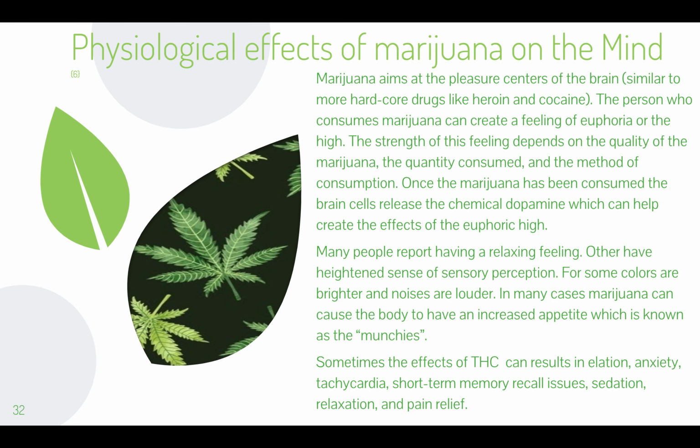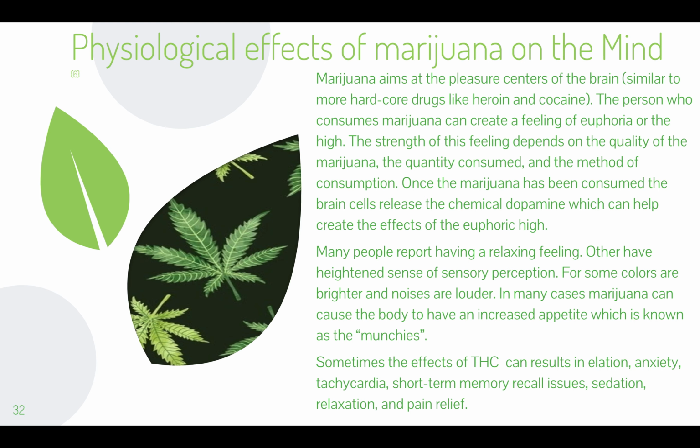Physiological effects of marijuana on the mind. Marijuana aims at the pleasure centers of the brain, similar to hardcore drugs like heroin and cocaine. The person who consumes marijuana can experience a feeling of euphoria, or the high. The strength of this feeling depends on the quality of the marijuana, the quantity consumed, and the method of consumption. Once the marijuana has been consumed, the brain cells release the chemical dopamine, which can help create the effects of the euphoric high. Many people report having a relaxing feeling.